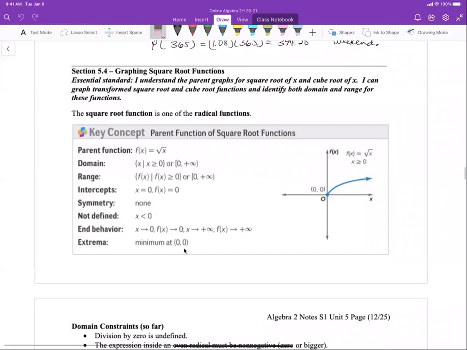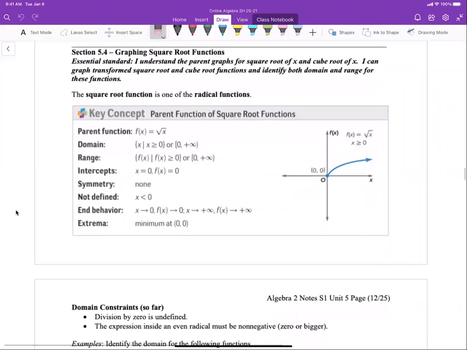All right, this is our lecture 5.4, graphing square root functions. This is going to bring back memories of some material from last semester. I understand the parent functions of square root of x and cube root of x, and I can graph transformed square root and cubed root functions and identify both the domain and the range of these functions. Domain is our x values and range is our y values. X are inputs, range are y, which are our outputs.